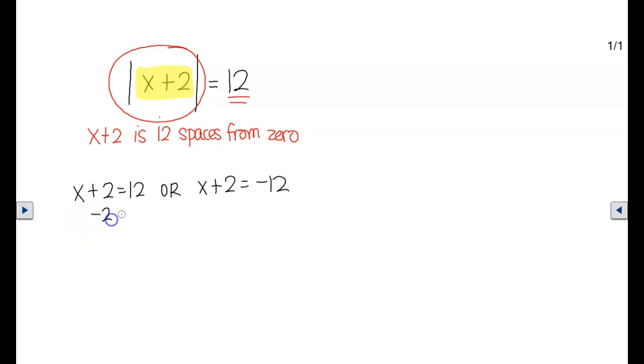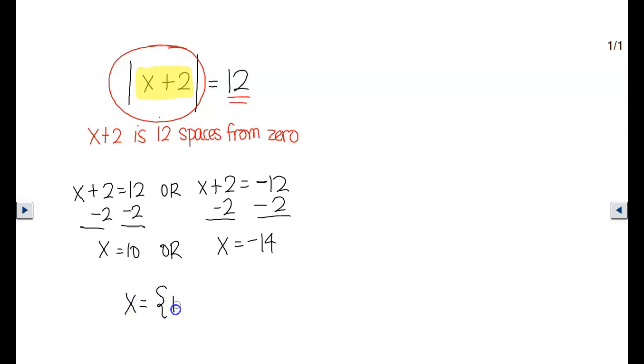So we would subtract 2 on each side to find out that x could be 10, and then subtract 2 from each side to find out that x could be a negative 14. So the solution set for this problem would be 10 or negative 14. And again, we could check, plug in 10 for your x. 10 plus 2 is 12. The absolute value of 12 is 12. Negative 14 plus 2 is negative 12. Absolute value of negative 12 is 12.